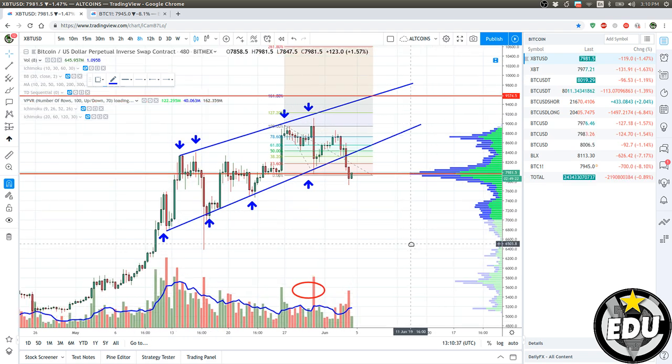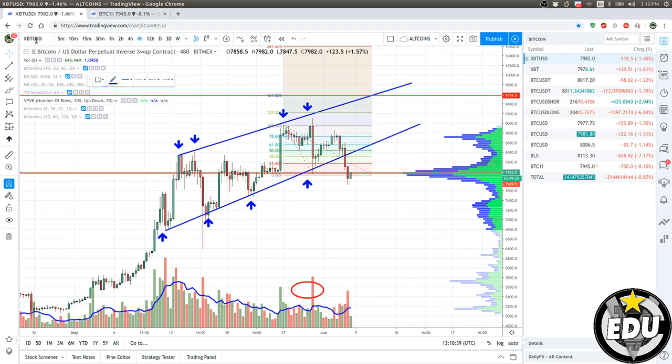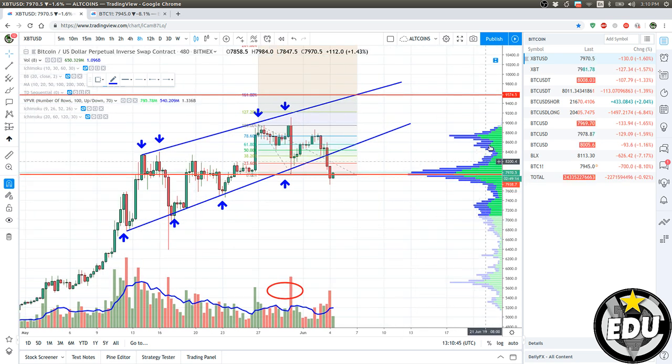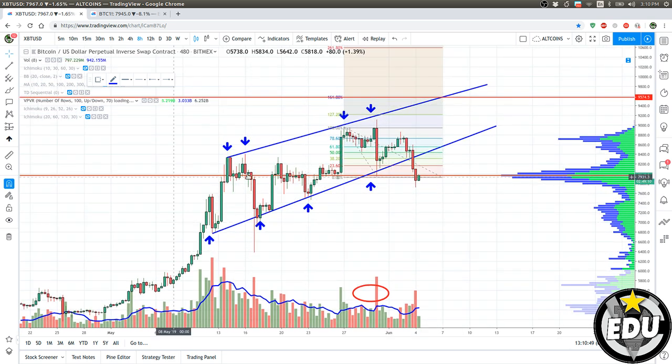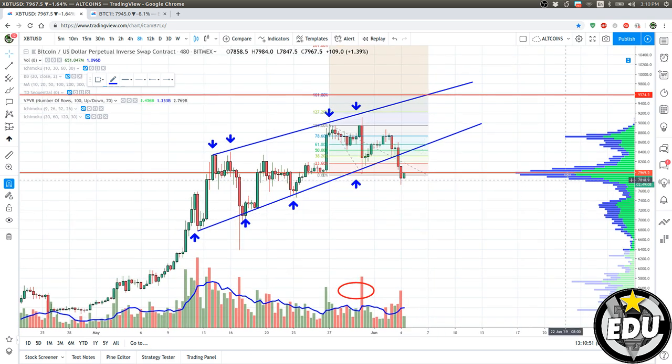Okay, it charted on XBT USD, but it doesn't do on XBT. So, as you guys can see, if I activated the VPVR indicator on this time frame, the POC of the VPVR, so the highest volume node. This indicator will tell you how many transactions happen on a current price level.